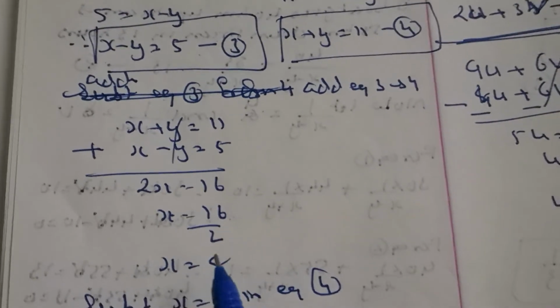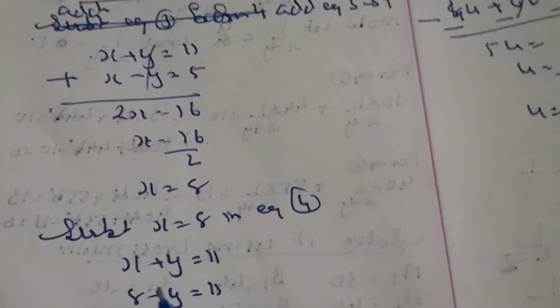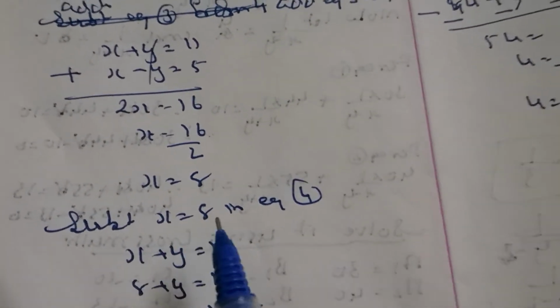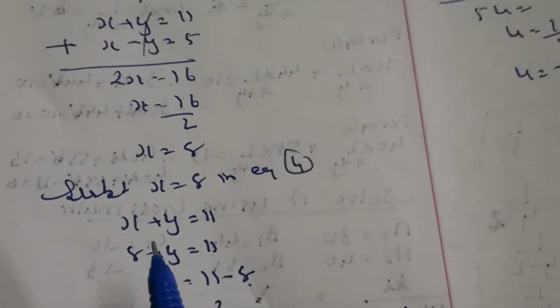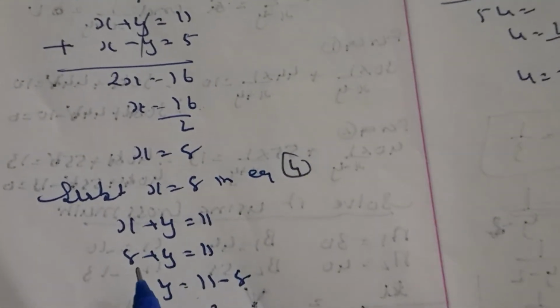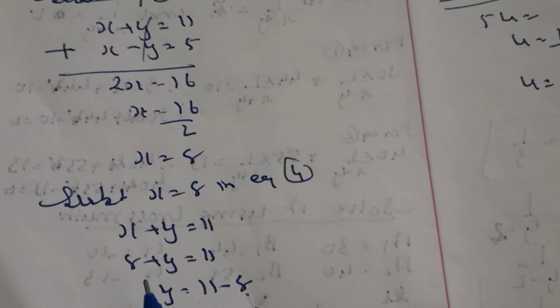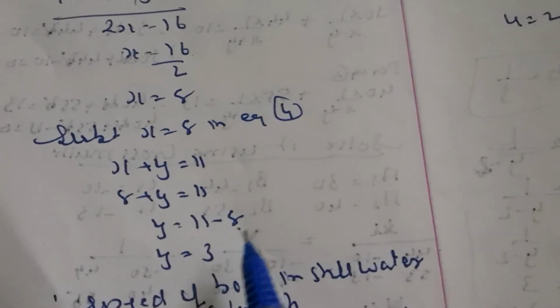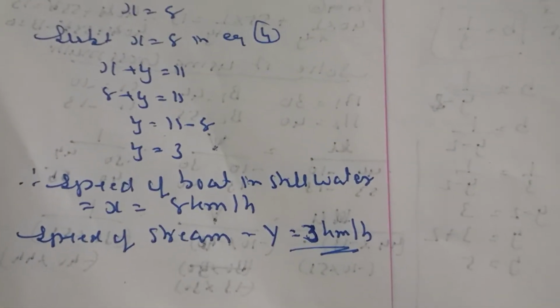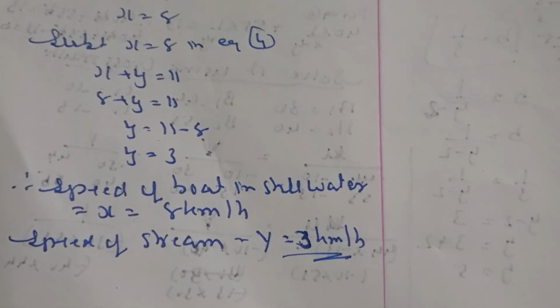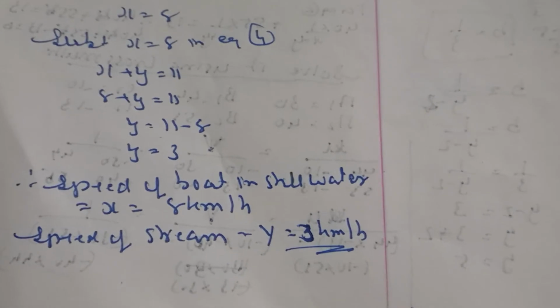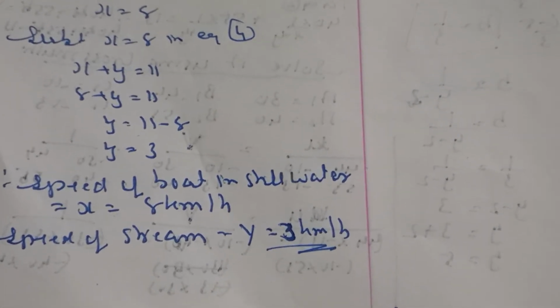So x is equal to 16 upon 2, x is equal to 8. Now substituting x is equal to 8 in equation 4, x plus y is equal to 11. Instead of x I am going to write 8. 8 plus y is equal to 11. So y is equal to 11 minus 8. So y is equal to 3. Now the speed of the boat in still water, x, is 8 kilometers per hour and the speed of the stream is 3 kilometers per hour.